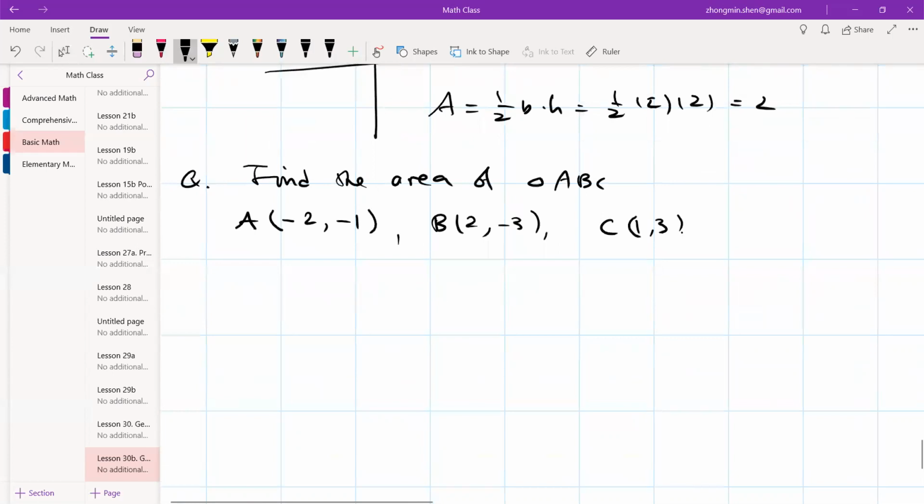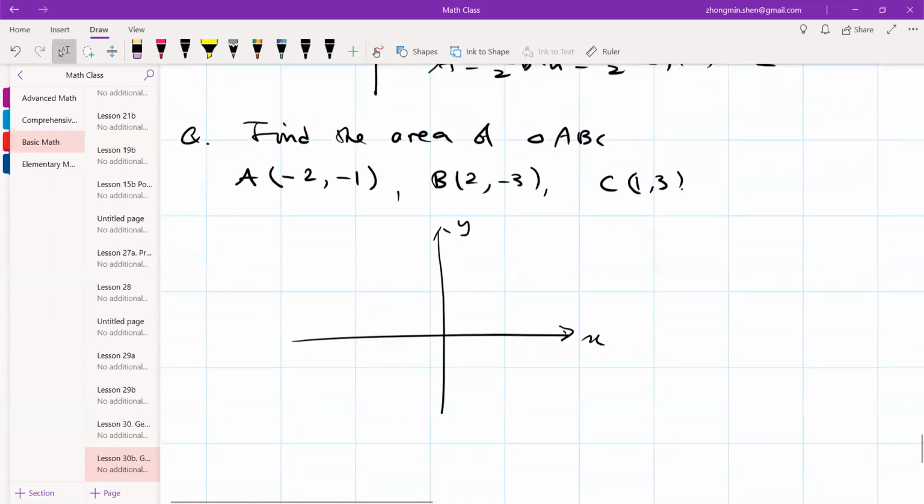All right, maybe I can help you to draw the picture. You should use graphing paper, okay? So (-2, -1) is here. And the (2, -3), 1, 2, 3, that's B. And then the (1, 3), 1, 2, 3, that's C.